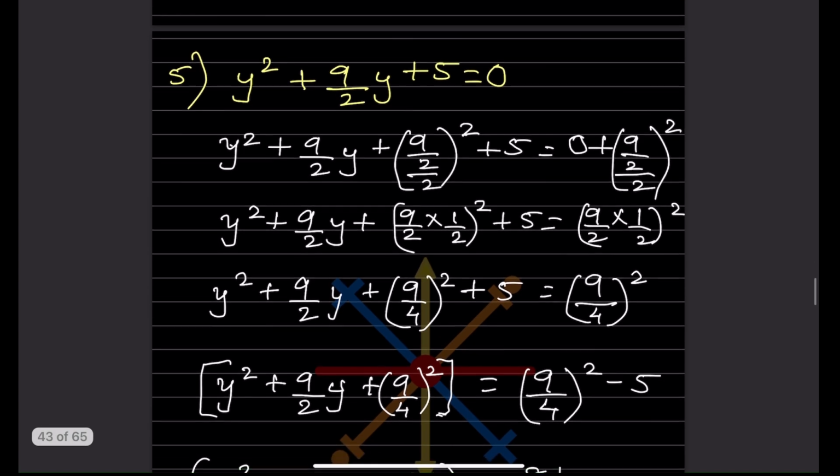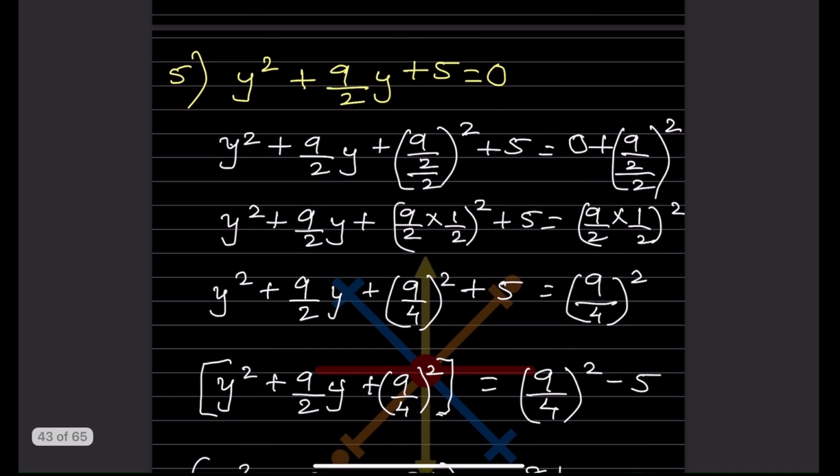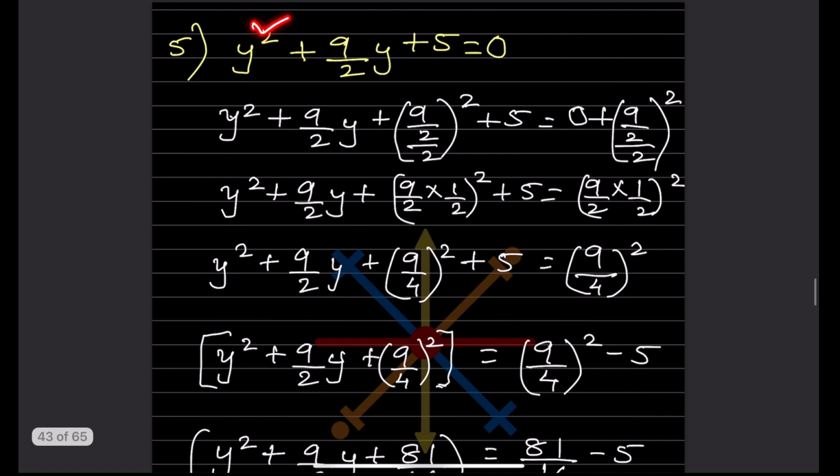Now here again, you can see in the middle term, this is okay, but in the middle term there is 9 by 2.